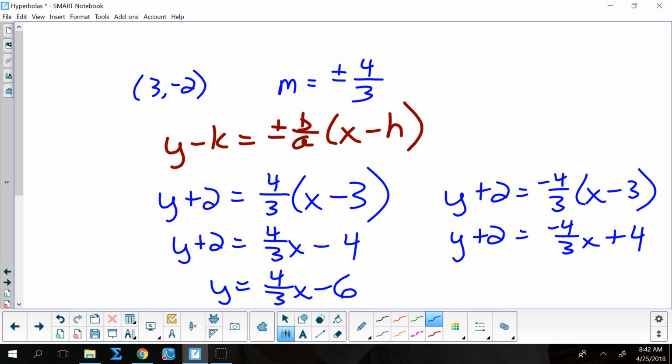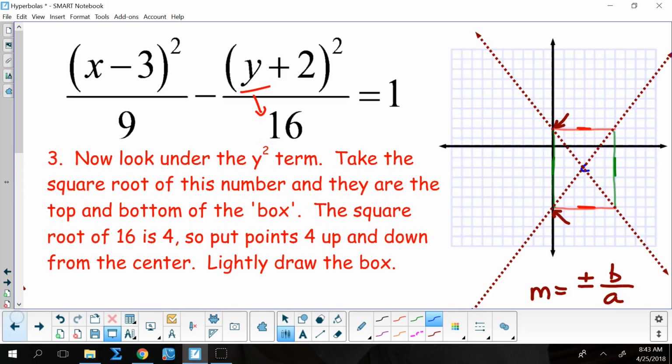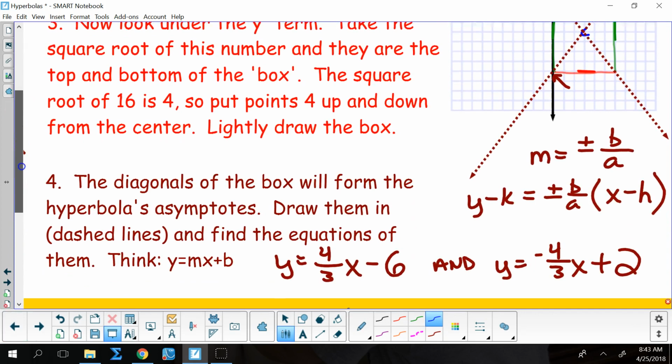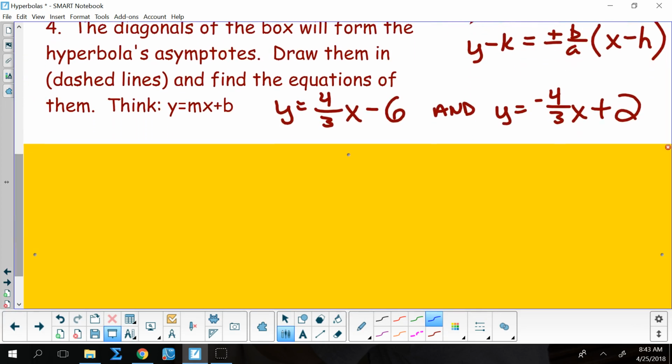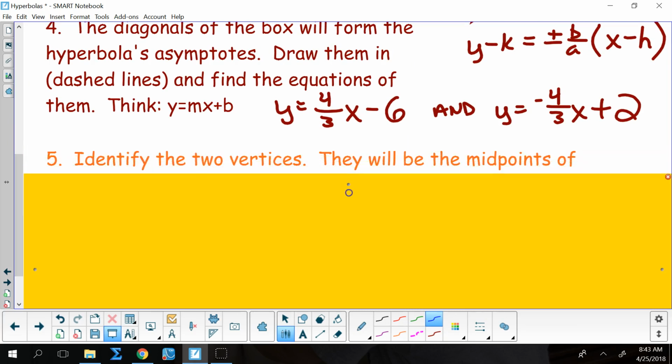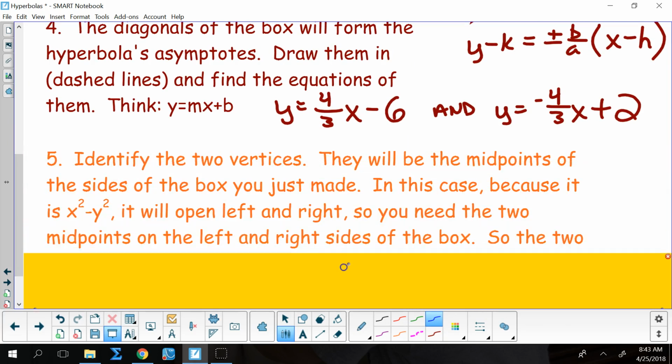So y is the one that's always alone, because that's what you're solving for. Called the point slope form of a line. And then there's the plus 2. So there's our equations of our lines. Fantastic. Next, we have vertices.